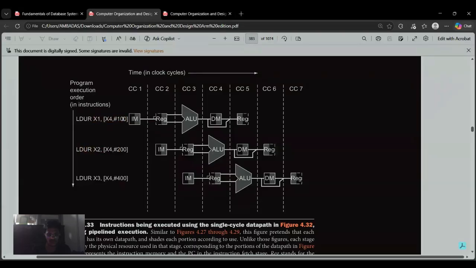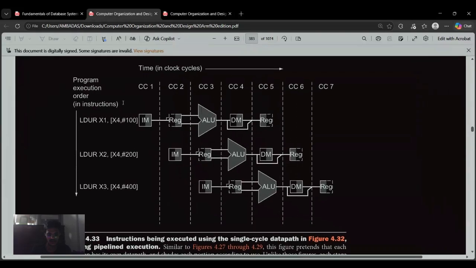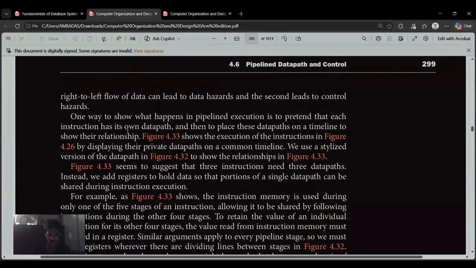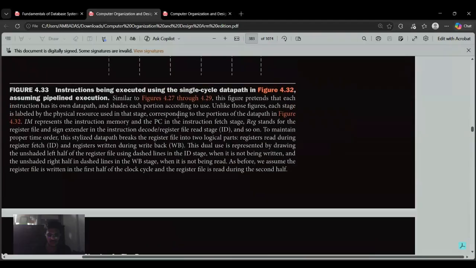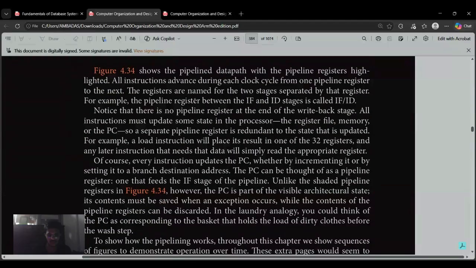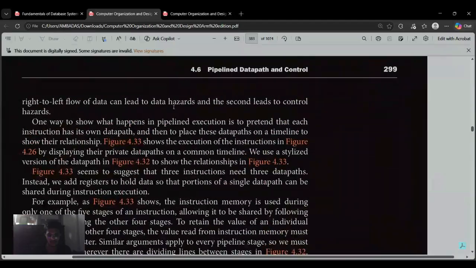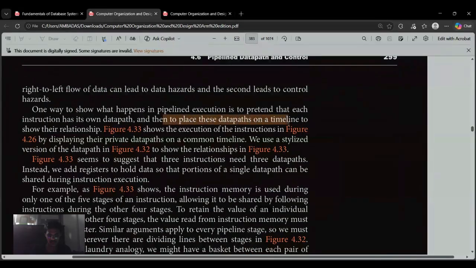They have given an example of code instructions. As they mention, we have considered an individual datapath for these instructions. They mention: pretend that each instruction has its own datapath, and a timeline to show that relationship.